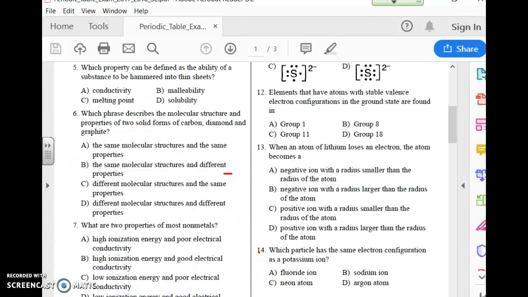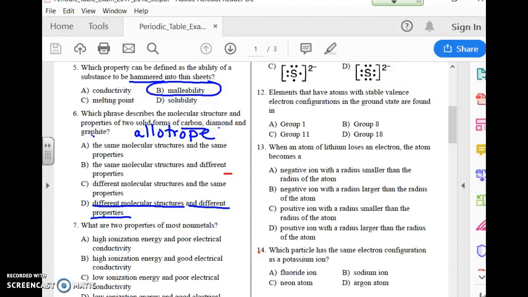Number 5, which property can be identified as the ability of a substance to be hammered into sheets? Well, remember, a hammer is the same thing as a mallet. If you are able to hammer it with a mallet, it is malleable. Number six, which phrase describes the molecular structure of two forms of carbon, diamond and graphite? Well, these are allotropes. Remember, even though they contain the exact same atoms, they're going to have totally different molecular structures and therefore different properties.